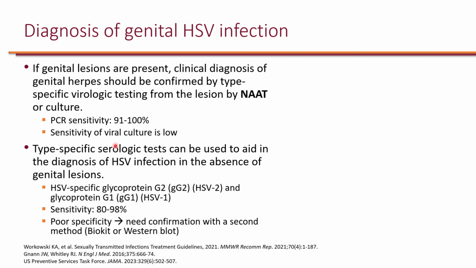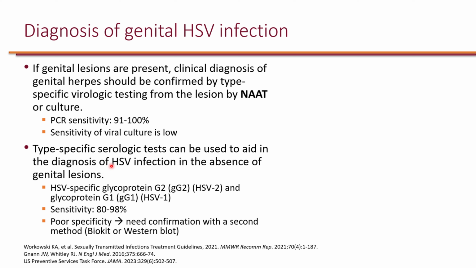And then there is a type-specific serologic test. So serology is actually from the blood, whereas that nucleic acid amplification test was done on the specimen directly from the lesion. If there is no lesion, you can't really do this test because you need to have a specimen. Whereas serology can be done at any time, whether there is a lesion or not.